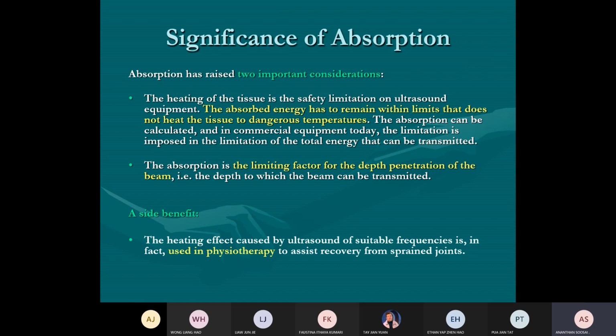There is one side benefit. Physiotherapy uses ultrasound to give slight heating to the joint tissues, which can speed up recovery from sprained joints. A slight heat to the joints can hasten the recovery. It is used in physiotherapy, but it's a side benefit. Remember, there are two problems with high absorption: the ultrasound can't go deep, and the heat energy absorbed by the tissue can damage it. Limited energy absorption is good.